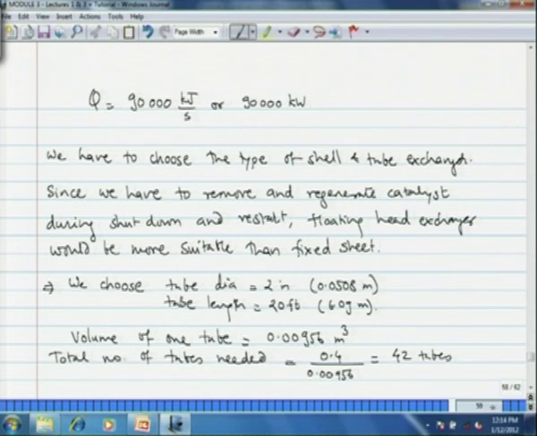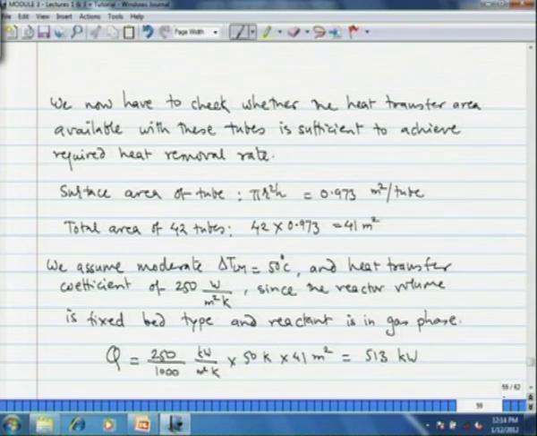Now, we have to see whether the area that is available in these 42 tubes is sufficient to achieve the required heat removal rate of 90,000 kilowatt or 90 megawatt. The surface area of the tube can be estimated by the standard pi r square h formula, and it turns out to be 0.973 meter square per tube. So, the total area of 42 tubes is 42 into 0.973, that is 41 meter square.